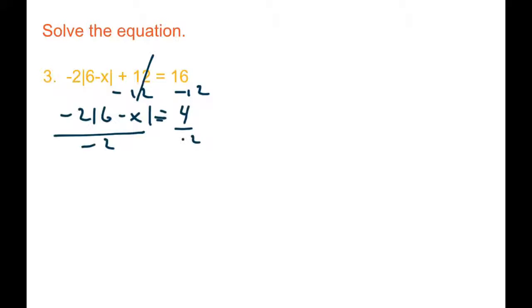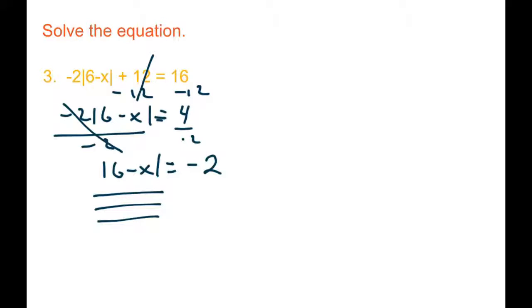Now we got one more. Once again, there are things outside of this absolute value, so let's take care of that first. We'll subtract 12 on both sides. That cancels. 16 minus 12 is 4. Divide both sides by this negative 2. That cancels. 4 divided by negative 2 is negative 2. At this point I'm going to stop because the absolute value of whatever x is never going to equal a negative. So I know here that the answer is no solution.